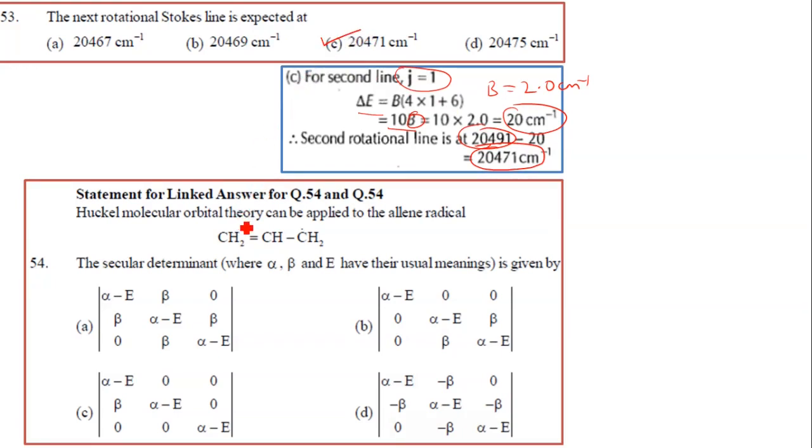Next question, you see 54 and 55. Huckel molecular orbital theory is applied to the allene radical CH2, CH, CH2. Here the secular determinant, alpha, beta and E have their usual meaning. The secular determinant was given. So which is the correct secular determinant? You have to find it for the allene molecule.